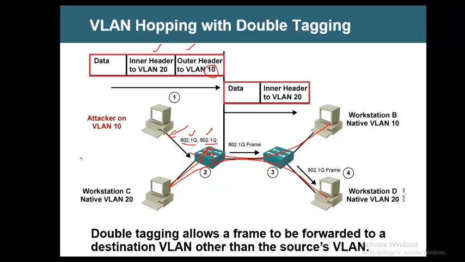Double tagging allows the frame to be forwarded to a destination VLAN other than the source VLAN. So this attacker says he is coming from VLAN 10 and he gained access to VLAN 10, and it is also now delivered to another VLAN which is not the real source. These are all attacks. This is not normal.